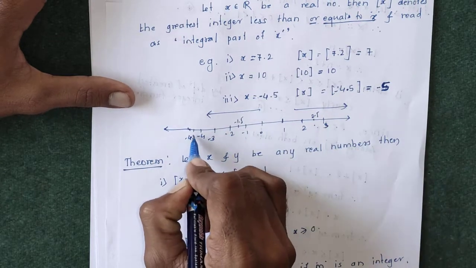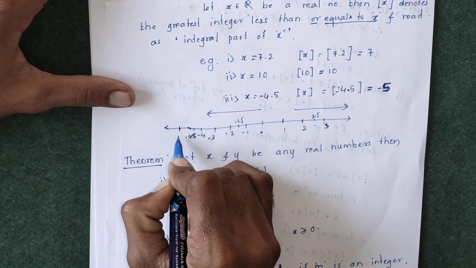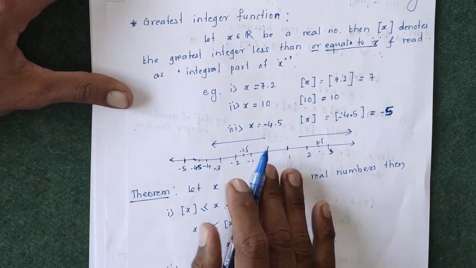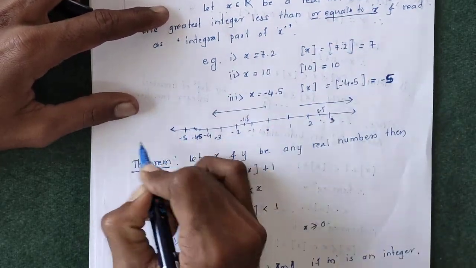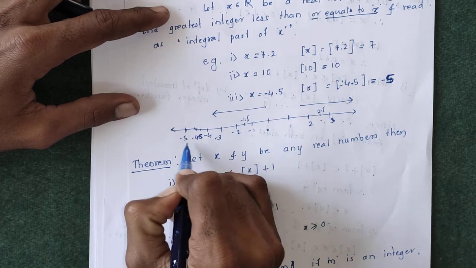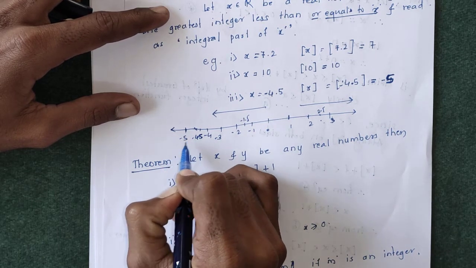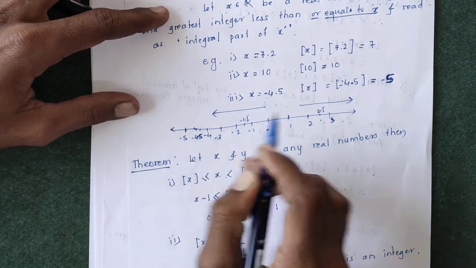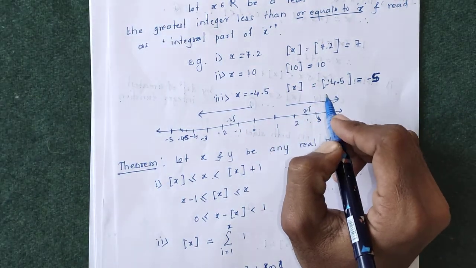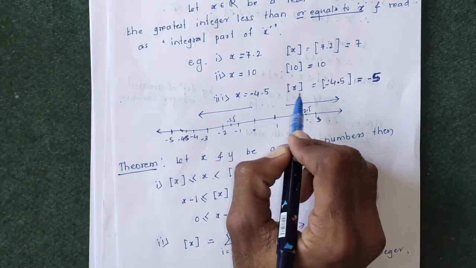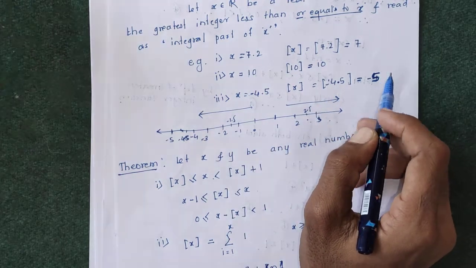So x is equal to minus 4.5. Suppose this is minus 5. Then the greatest integer less than or equal to x. Less than a number means the numbers on the left hand side. Here minus 5 is the greatest integer less than or equal to this minus 4.5. So the greatest integer function of x, that is the greatest integer function of minus 4.5, is minus 5.